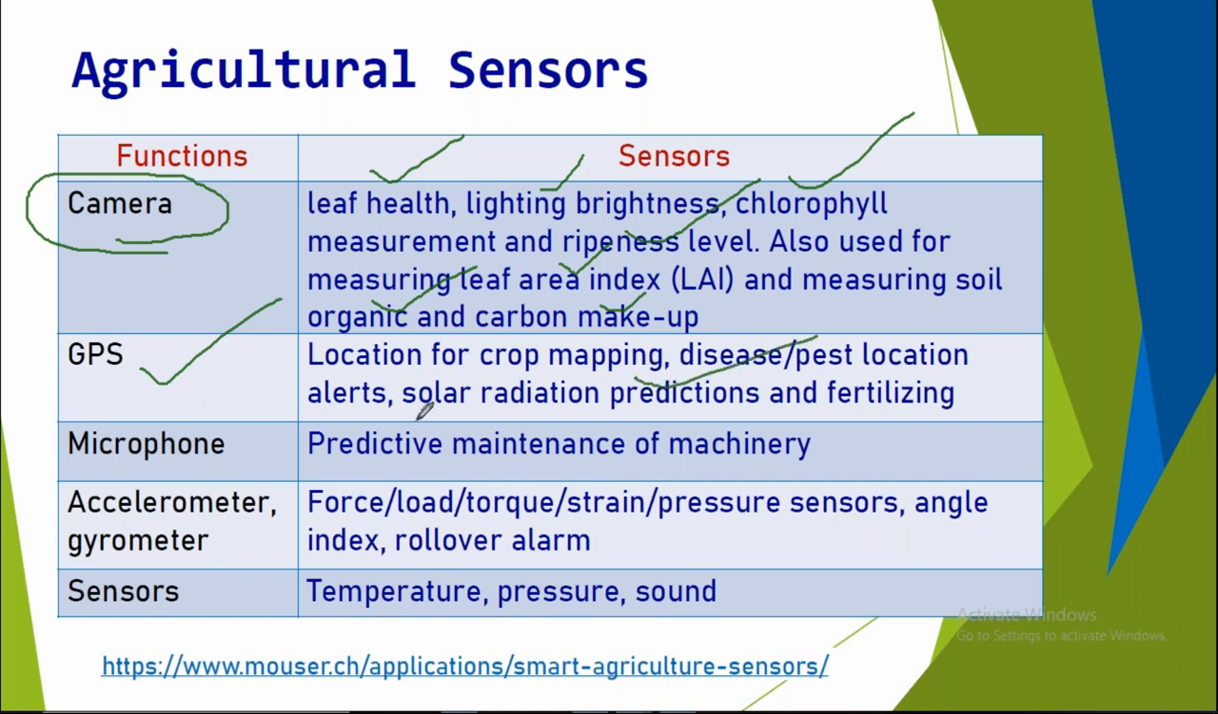Prediction is always important, to supply the fertilizer or chemicals, mixing them up. Then predictive maintenance of machinery, using a microphone, then accelerometer and gyrometer sensors, then other sensors also: temperature, pressure, sound. These are all sensors for various functions in agriculture. Because I am a little bit focused on agriculture, that's why this slide is presented.